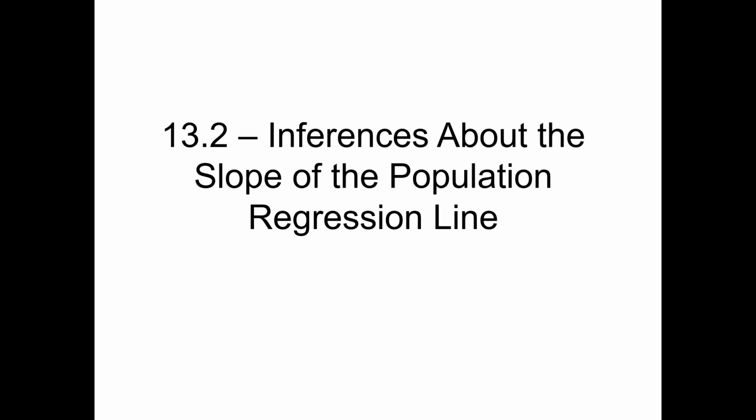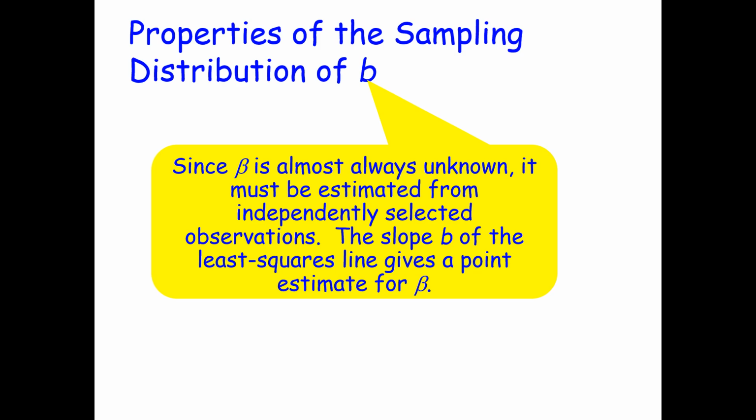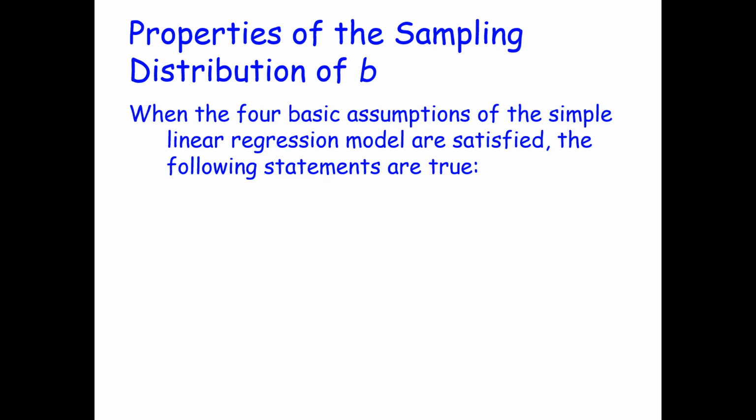In this video, we're going to be talking about inferences about the slope of the population regression line. So, the properties of our sampling distribution of b's. Now, since beta is almost always unknown, it must be estimated from independently selected observations. So the slope b of the least squares line gives a point estimate for beta. When the four basic assumptions of the simple linear regression model are satisfied, the following statements are true.